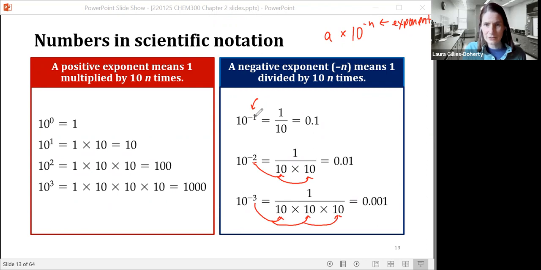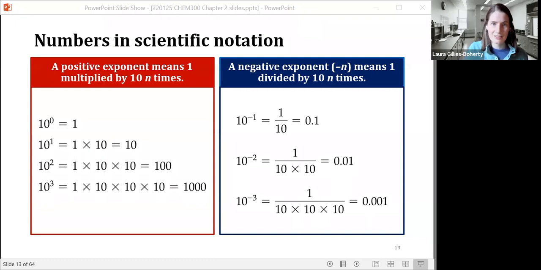So each time the exponent increases with a negative sign in front of it, it means we're dealing with a smaller and smaller number. 10 to the negative 1 is 0.1, 10 to the negative 2 is 0.01, 10 to the negative 3 is 0.001. So with negative exponents, the larger the n when it's negative, the smaller the number. Each time you increase the negative digit by 1, -1, -2, -3, you're adding a 0 to make the number itself smaller.